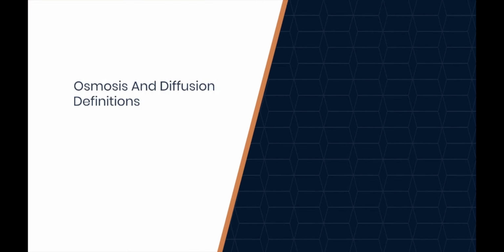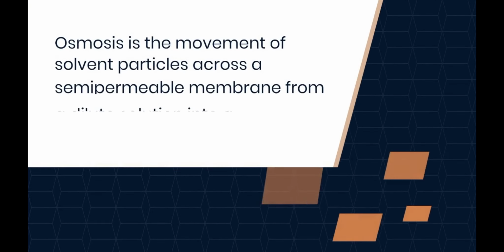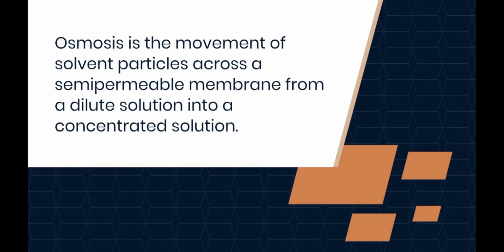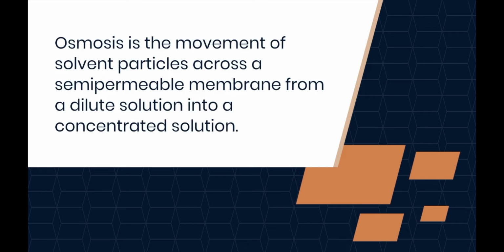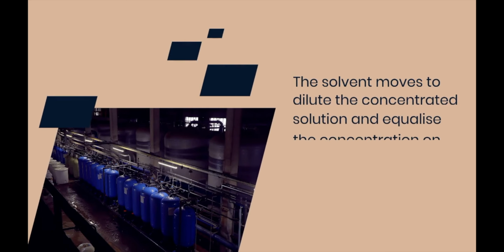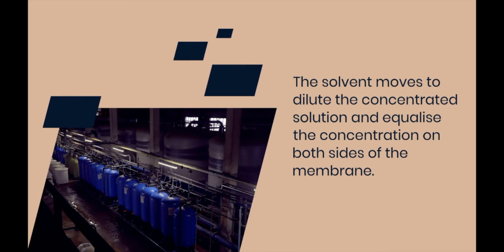Osmosis and diffusion definitions. Osmosis is the movement of solvent particles across a semi-permeable membrane from a dilute solution into a concentrated solution. The solvent moves to dilute the concentrated solution and equalize the concentration on both sides of the membrane.